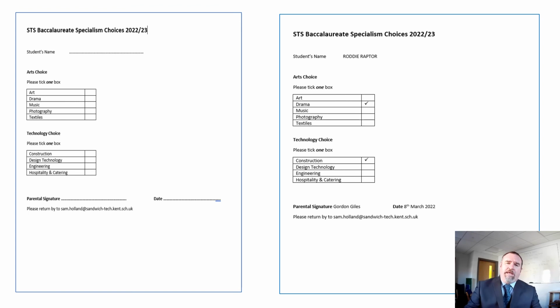And I've shown you here, this student has filled one in already, ready to go in the box. They've selected drama and construction. We've got a parental signature there, very much on the ball, and that one's ready to go. So that's an example of what a completed form looks like. So as you can see, very straightforward process.